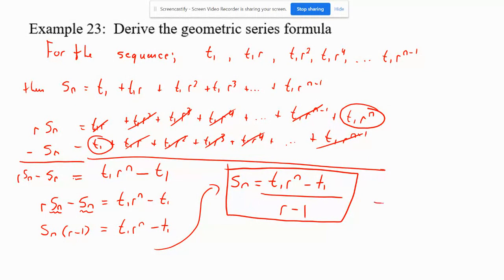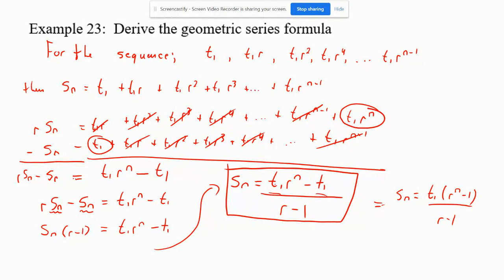Another version of this one as well. If you just factor T1 out of this guy over here, sometimes it's written as this: Sn equals T1 times (R to the n minus 1) over (R minus 1). And guys, I think this is the way it's on your formula sheet. So all we did here is we factored out a T1 here and here.